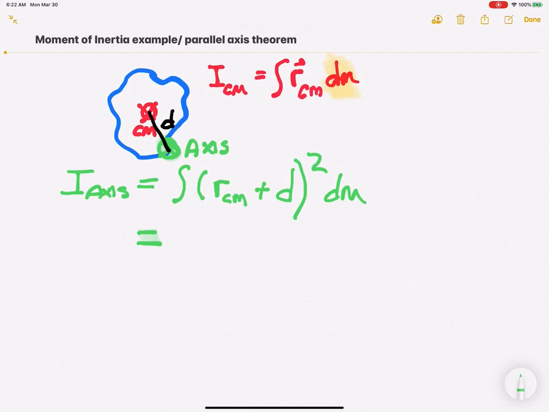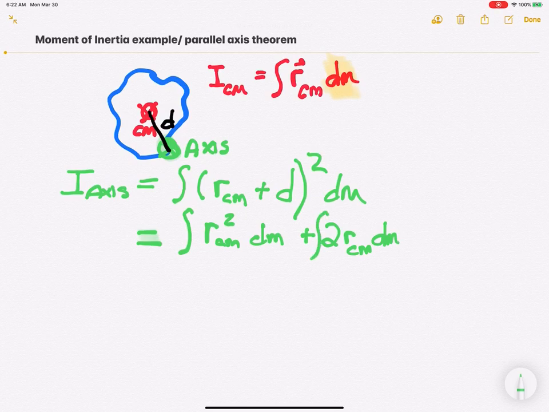I'm going to take this, and I'm going to break it up into r center of mass squared dm. Just going to FOIL this all out and get 2 r center of mass dm integral, and then get the integral of d squared dm.